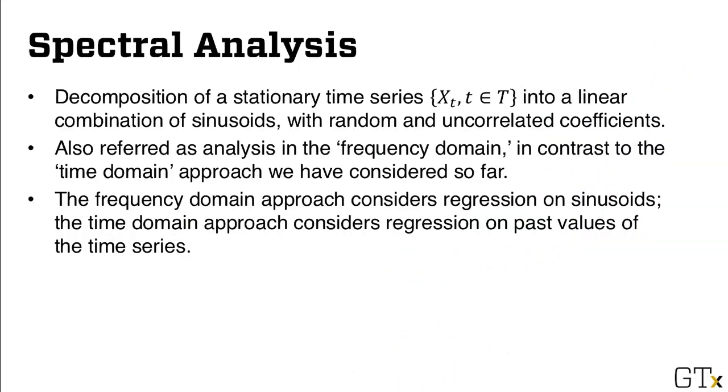In the previous lesson, I described spectral analysis as the analysis of spectral coefficients from the Fourier or spectral decomposition of a time series. To be more specific, the spectral decomposition is a decomposition of a time series into a linear combination of sinusoids with random and uncorrelated coefficients A_k and B_k defined in a previous lesson.